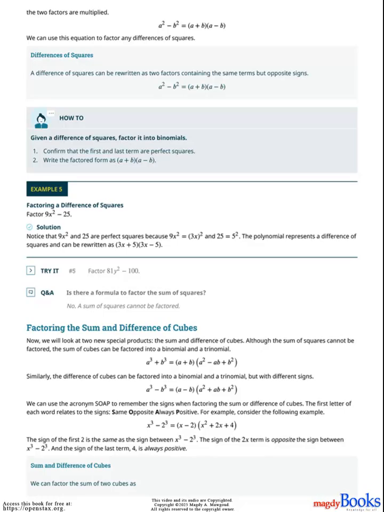The sign of the 2x term is opposite the sign between x cubed minus 2 cubed. And the sign of the last term, 4, is always positive. A sum and difference of cubes.